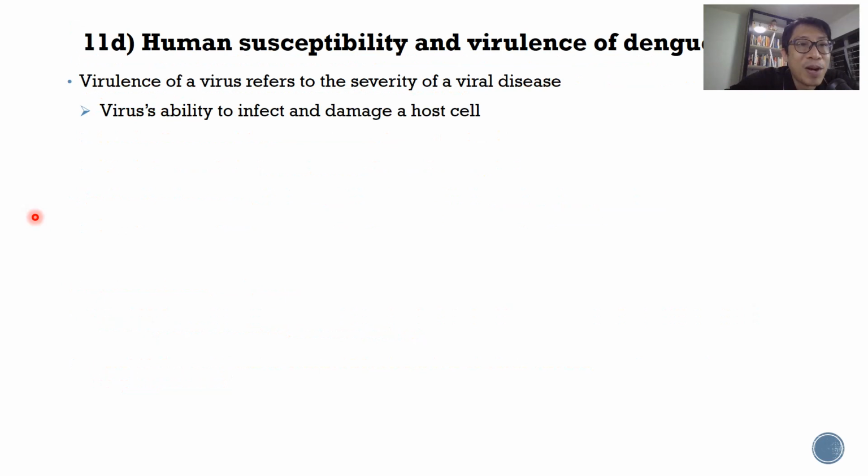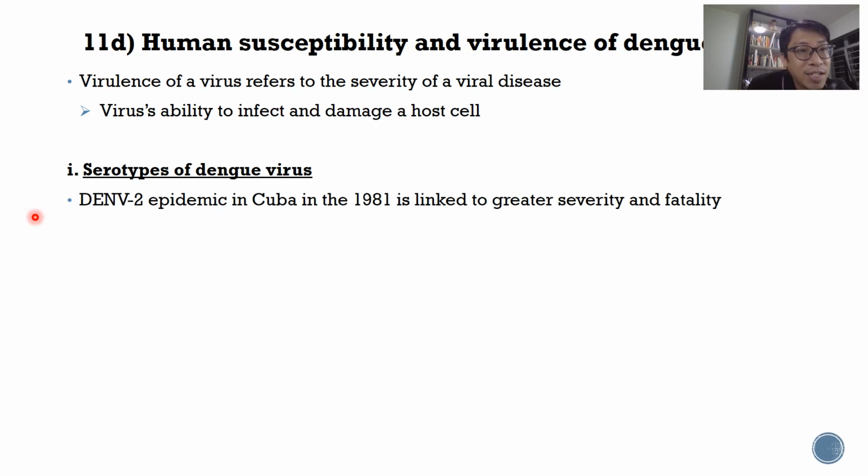Next up, we'll talk about the susceptibility of humans to the virus and therefore the virulence of the virus. Okay, so the virulence, how easy it is for the virus to cause disease and how severe the disease is going to be, can be affected by a few factors. Number one is the serotype.